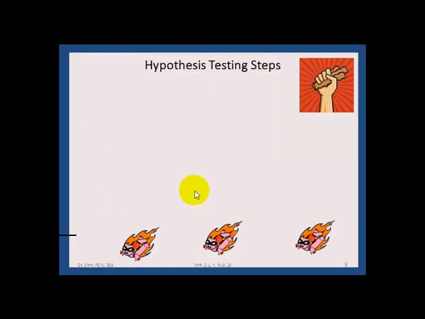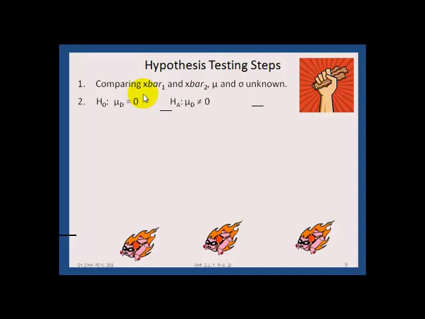All right, the hypothesis testing steps. Number one, we're comparing X bar 1 and X bar 2, where mu and standard deviation are unknown. That's just like for the independent t-test. The null hypothesis is that mu D is equal to 0, and the alternative is that mu D is not equal to 0. These never change if you're doing a dependent t-test. Usually we have alpha equal to 0.05. The degrees of freedom, again, are the number of pairs minus 1, so in this case 6. And we would look up T critical based on this information, and it equals 2.447.